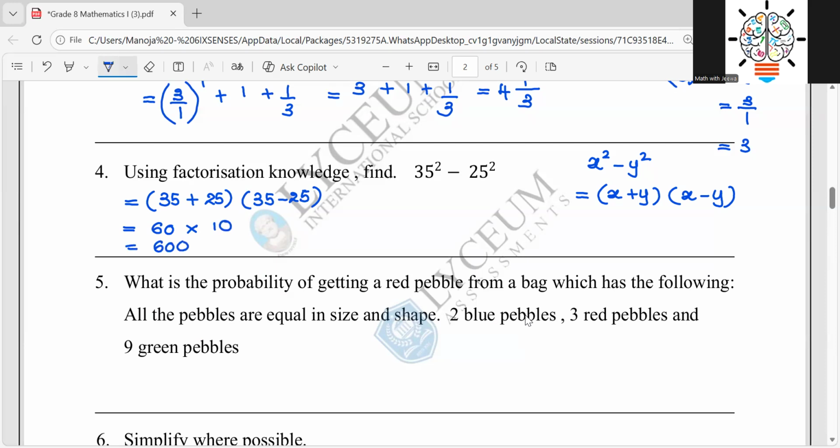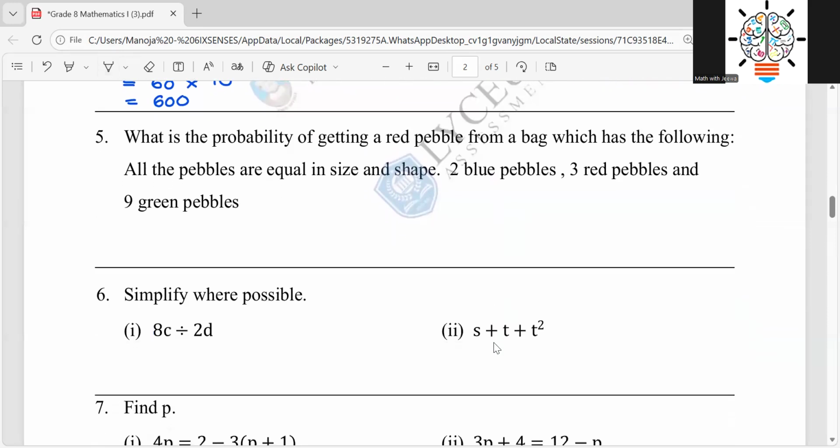Otherwise you are not supposed to multiply 35 by 35 and from that deduct 25 by 25. No. So they have specifically mentioned to use your factorization knowledge. So then I took the example, if you have x squared minus y squared, I rewrite it as x plus y and x minus y. And when you have the two brackets like this, I know in between them there is a hidden multiplication. Therefore, I can multiply it, right? So then we will move to the question number 5.